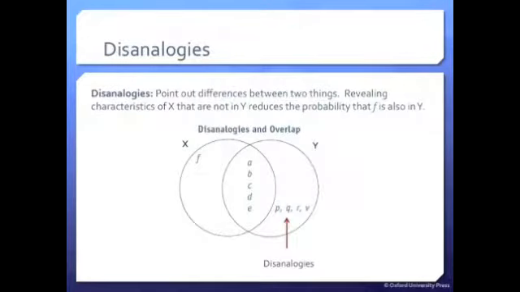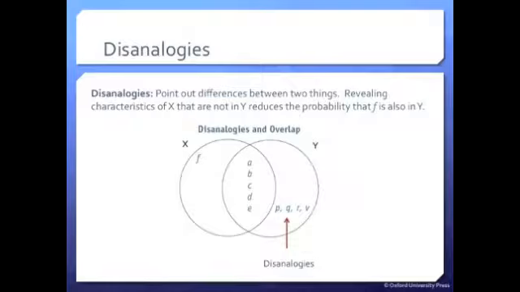Another thing that you need to be concerned about is the existence of disanalogies. Disanalogies are differences between two things. They reveal characteristics of X that are not in Y and reduce the probability that F is also in Y.